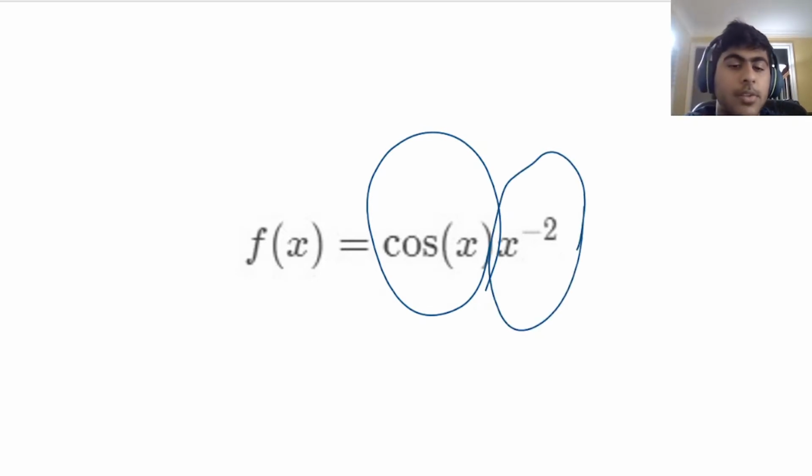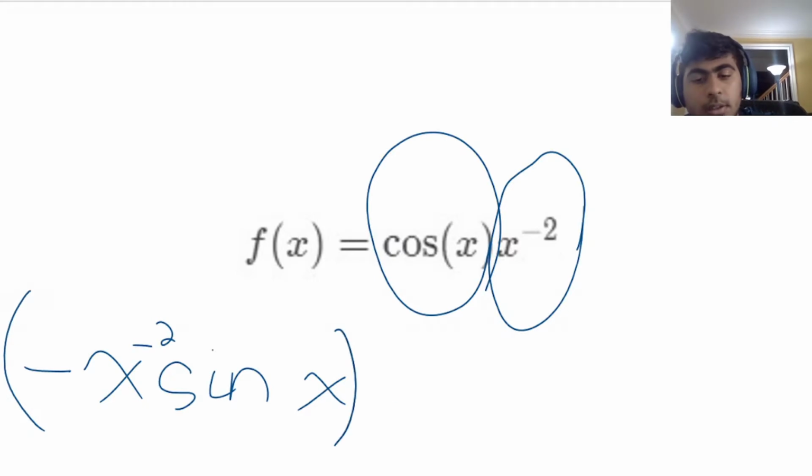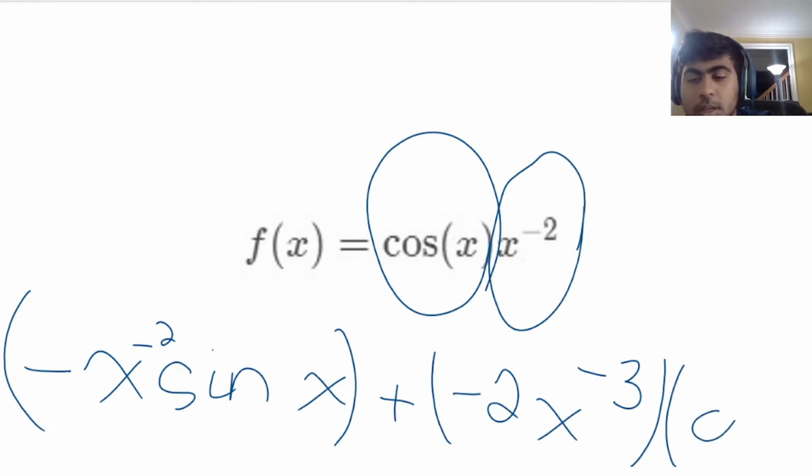We take the derivative of the first one, that would be negative sine x, times the other function, which is x to the negative 2, and then we would add that to the derivative of x to the negative 2. So bring the negative 2 down, and we get negative 2 x to the negative 3 times cosine of x.